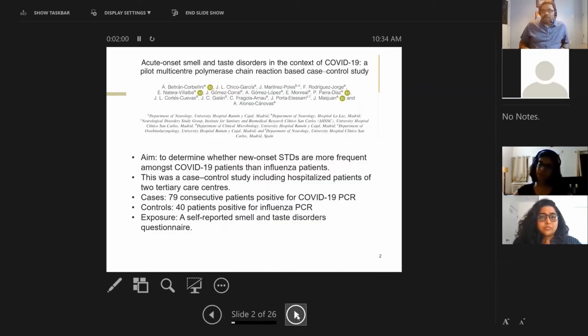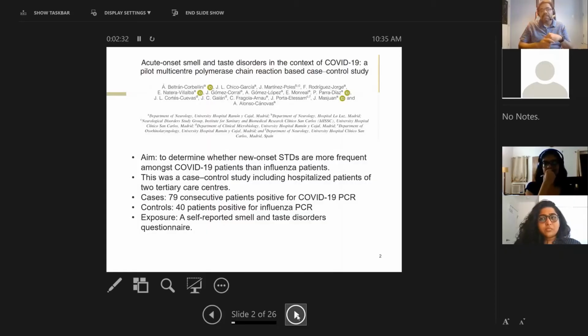Acute onset smell and taste disorders among patients with COVID, right? The question was, are loss of smell and loss of taste much more frequent among COVID patients compared to people with other disease? So this is an easy question to answer if you set it up as a case control comparison. So a case here was defined as consecutive patients in 2 hospitals with COVID PCR positive, right? COVID PCR positive patients were cases, quote unquote.